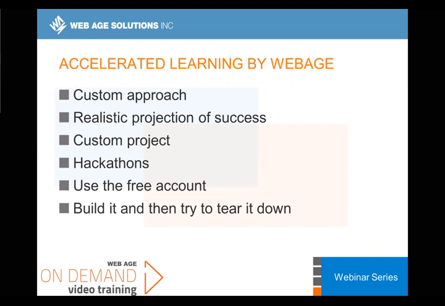We also give everybody the recommendation to use the free account. So AWS comes with a 12 months free account, and we give everybody a recommendation, and we give you some pointers on how to open a free account, how to use it on your own time, and how to accelerate that learning. And of course, number 6, build it and then try to tear it down, right? Learn how it works by trying to break it. That is a really, really good way of doing things.